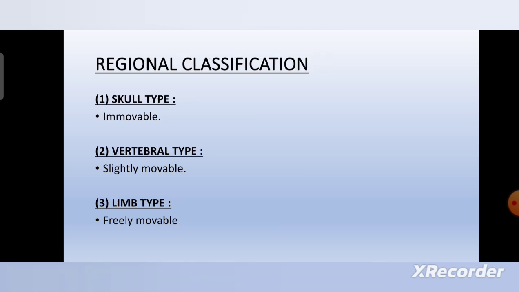Next classification is on the basis of region. And according to this, joints are of three types: skull type, that is immovable; vertebral type, that is slightly movable; limb type, that is freely movable.